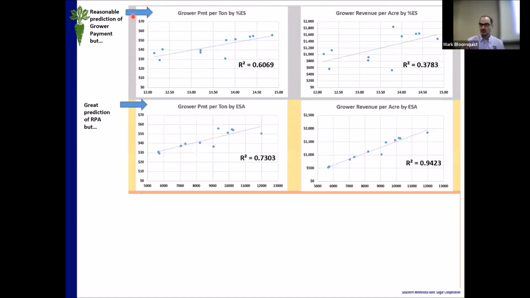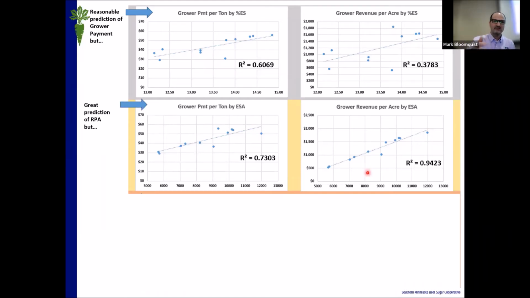Let's look at extractable sucrose per acre. This time I'm going to start on the left side of the screen. Extractable sucrose per acre along the x-axis here, and its ability to predict grower payment per ton along the y-axis, is able to predict it at about 73%, an R squared value of 73%. That's not too bad. It knocks it out of the park. Look at how nice and tight that best fit line fits those dots across those 11 production years.